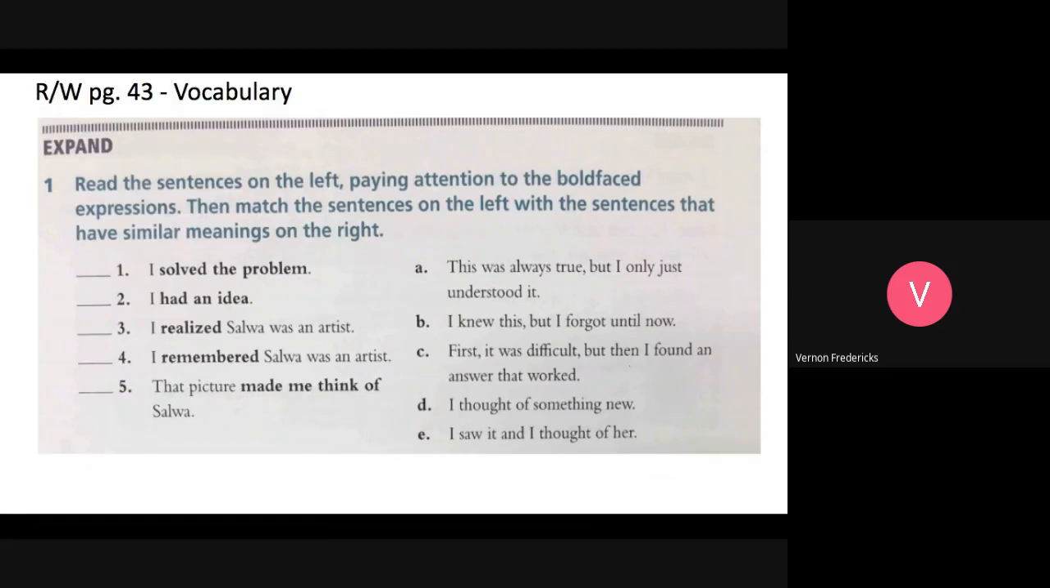Number 1 says, I solved the problem. Number 2, I had an idea. Number 3, I realized Salwa was an artist. Number 4, I remembered Salwa was an artist. And number 5, the picture made me think of Salwa. Letter A, this was always true, but I only just understood it. B, I knew this, but I forgot until now. Letter C, first it was difficult, but then I found an answer that worked. Letter D, I thought of something new. And letter E is I saw it and I thought of her. Okay.